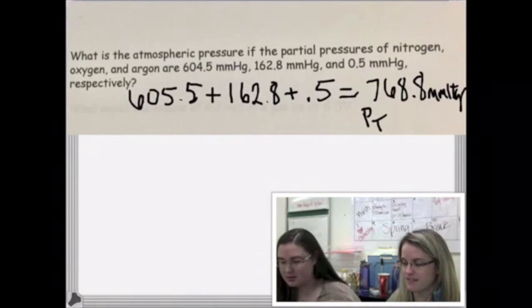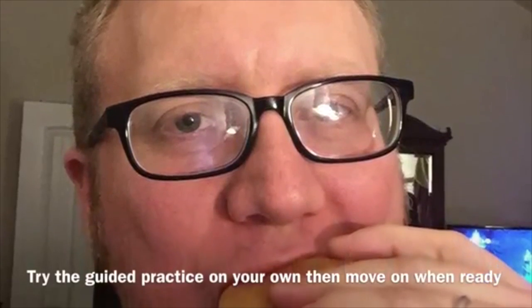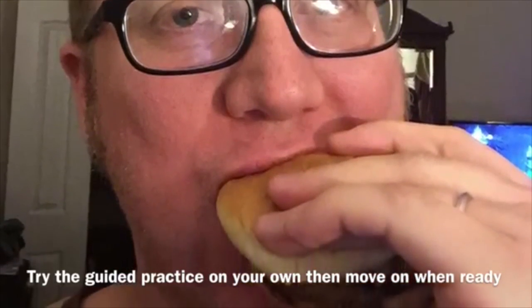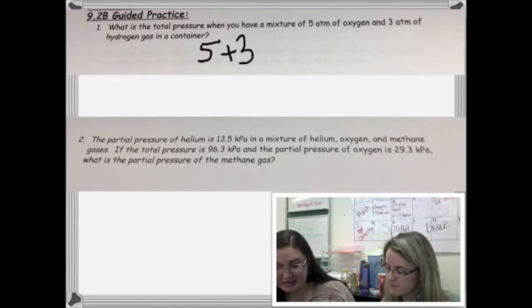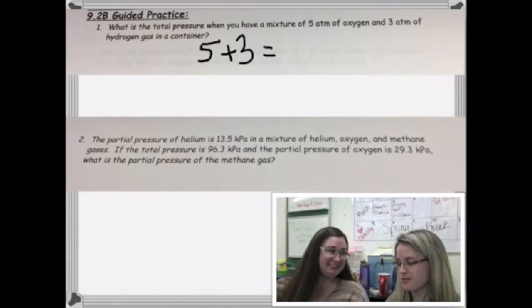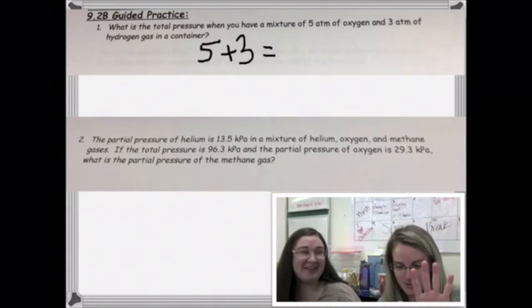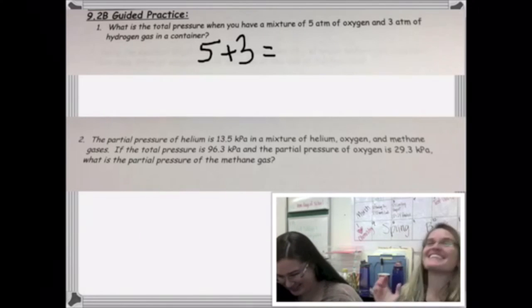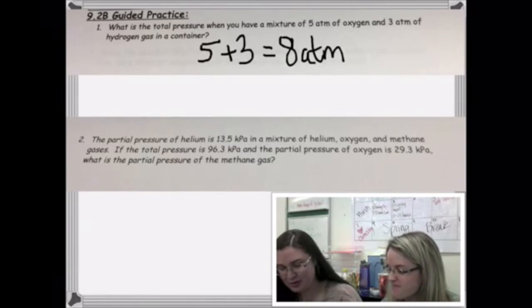Okay, so we're going to do some guided practice. If you want to try it on your own, pause it. What is the total pressure when you have a mixture of 5 atmospheres of oxygen and 3 atmospheres of hydrogen in a container? There's just 2, so I don't even think I need a calculator for this one. 5 plus 3 is 8. 8 atmospheres of pressure.